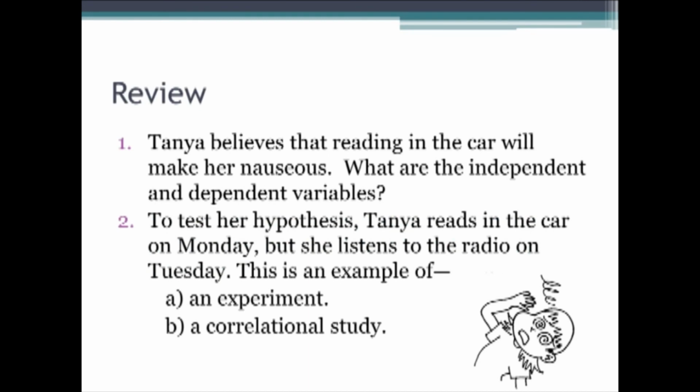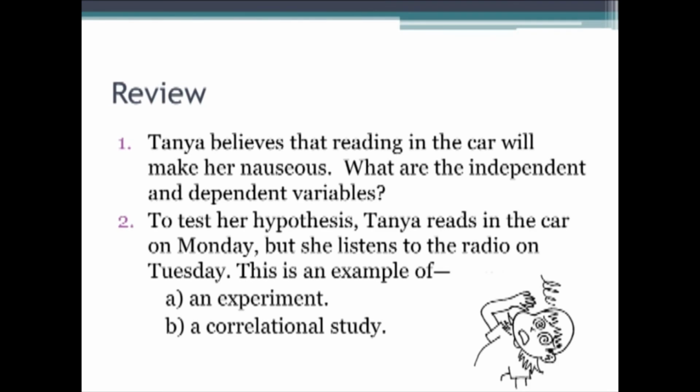A little bit of review here from this section. Tanya believes that reading in the car will make her nauseous. What are the independent variables? So your independent variable would be reading in the car, and the dependent variable would be a level of nausea. So reading in the car causes nausea.